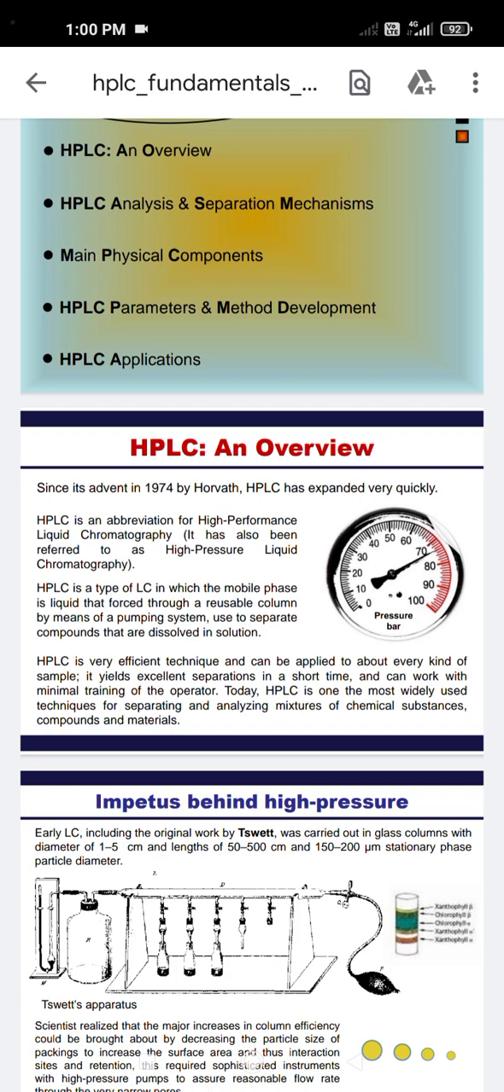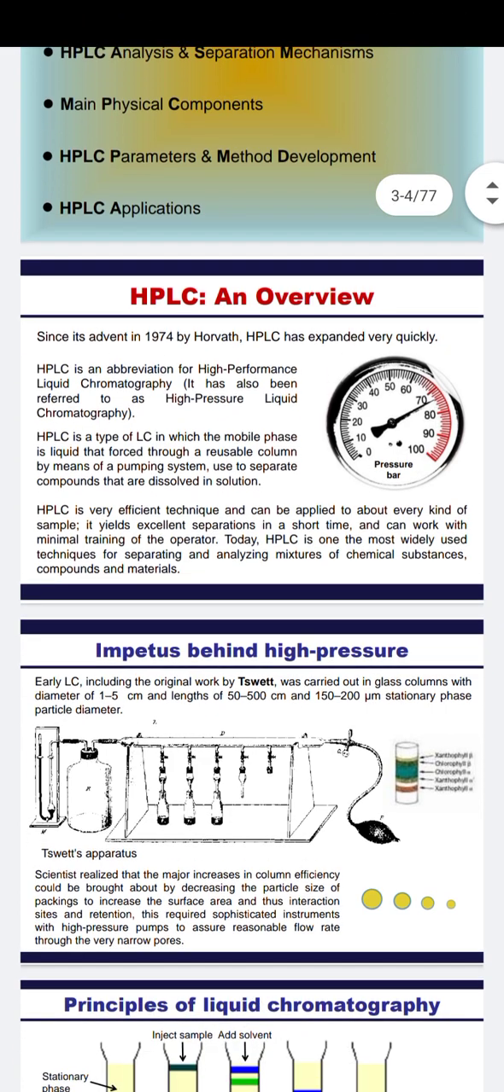HPLC is a type of liquid chromatography in which the mobile phase is a liquid that flows through a reusable column by means of a pumping system, used to separate compounds that are dissolved in solution. HPLC is a very efficient technique and can be applied to almost every kind of sample. It yields excellent separation in a short time and can work with minimal training of the operator.